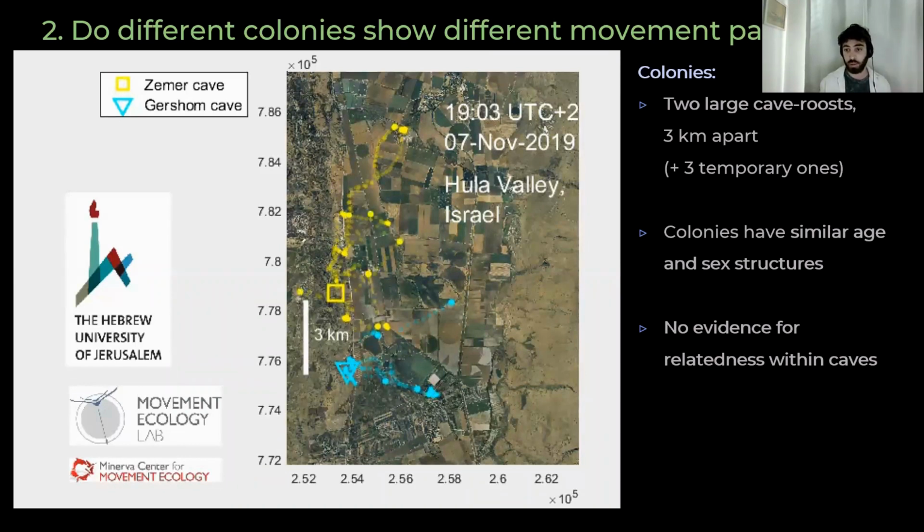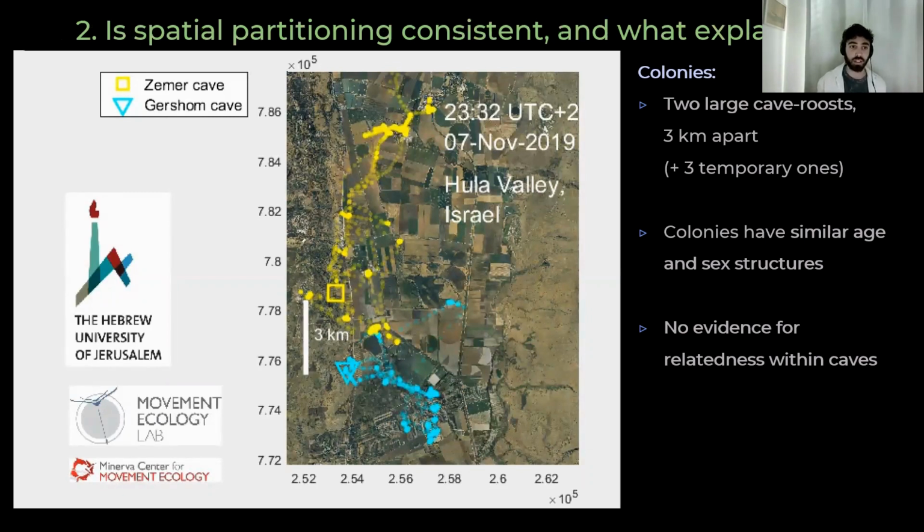And at the beginning, we wanted to ask whether these movement patterns are different, but then we realized something else. Whether the movement patterns are different or not, I guess it's a bit subjective, but it's pretty obvious that these two colonies don't use the same space at all, even though they're very close. The yellow ones go up, the blue ones go down, and they barely overlap. And so we changed the research question to something a bit different. Is spatial partitioning, this division of space, consistent first? And can we explain how it came to be?